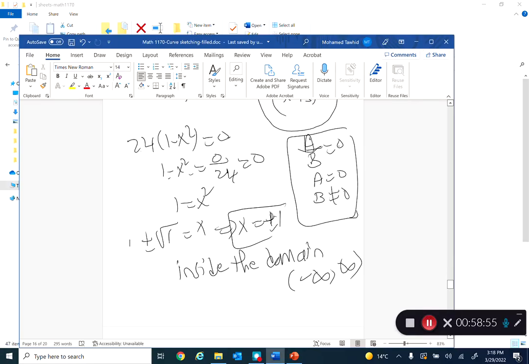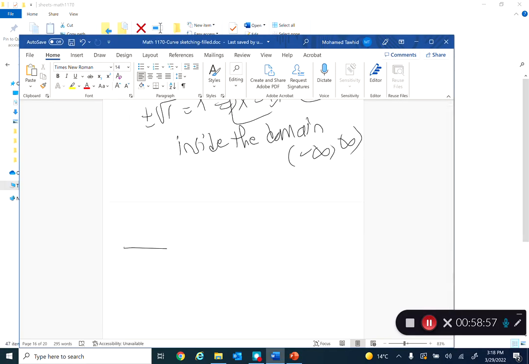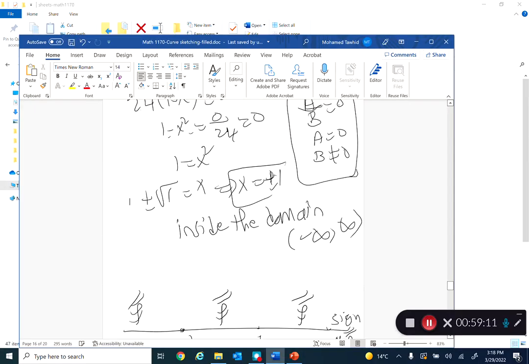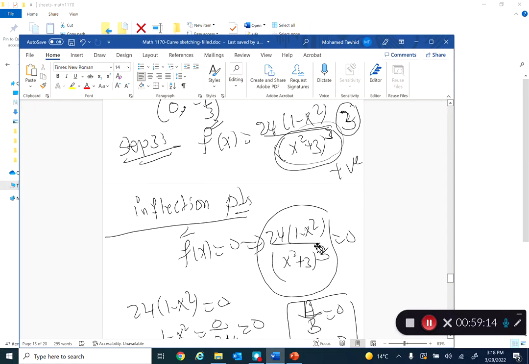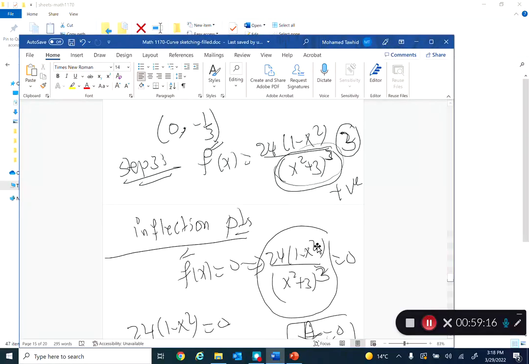So what is the last step here? I need to check the concavity. Here is negative 1, here is 1. What happens to the sign of the second derivative? You don't need to get the value, just the sign of your second derivative. Let me show you the second derivative that you have, equation 3. What do you know about the term x squared plus 3 to the power 3? It's always positive. So the sign of this term is positive.